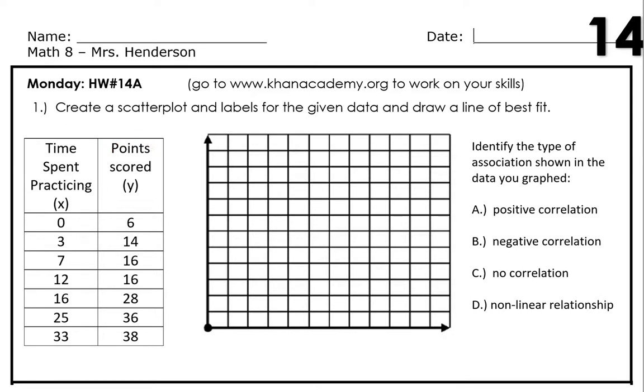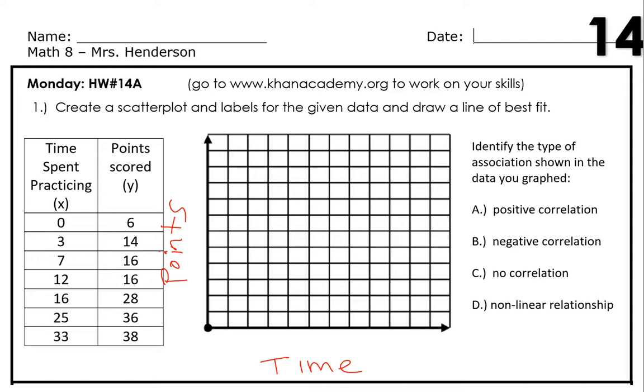So let's start with those labels there. The x-axis will be time, and the y-axis will be points. And if my handwriting was neater, I would write the whole word out. Time spent practicing and points scored.